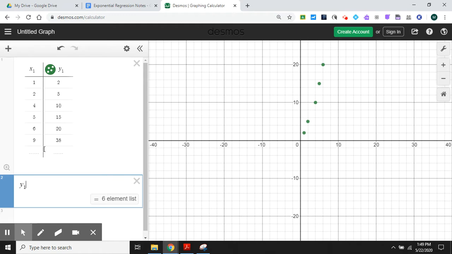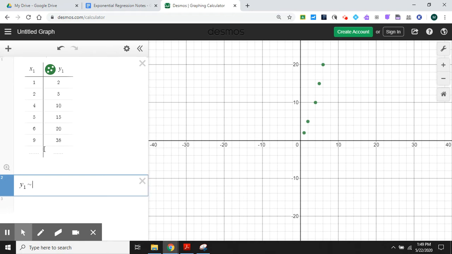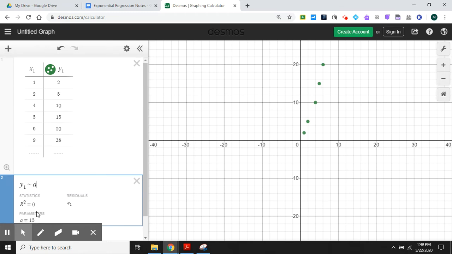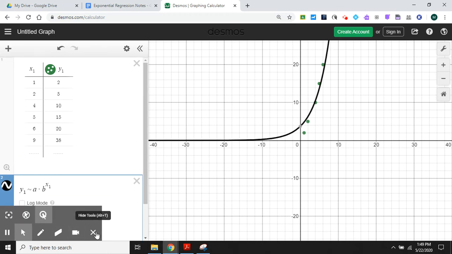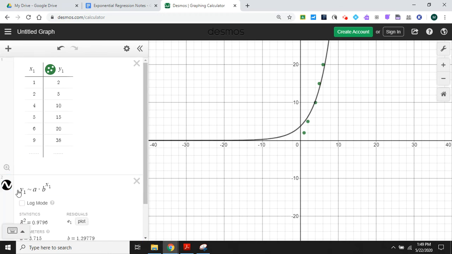So we have y1, and on your computer or on your Chromebook, you can hit y and then the 1, and it automatically subscripts it. My little approximate symbol is next to my 1 button on my keyboard. If you need to use your keyboard in the calculator, I can show you where that is. So y1 is approximately a times b to the x1.